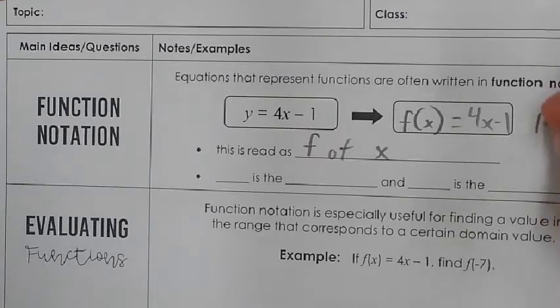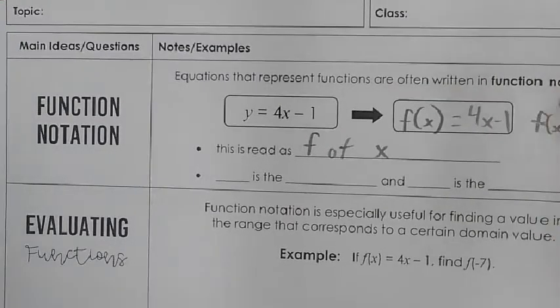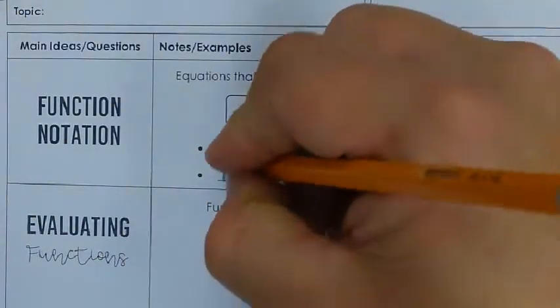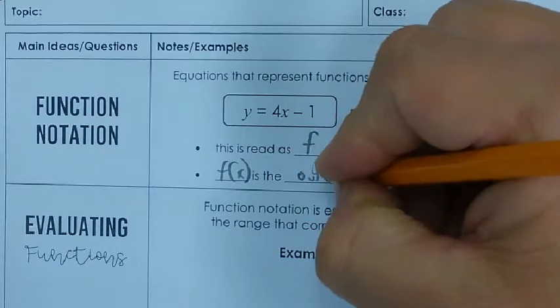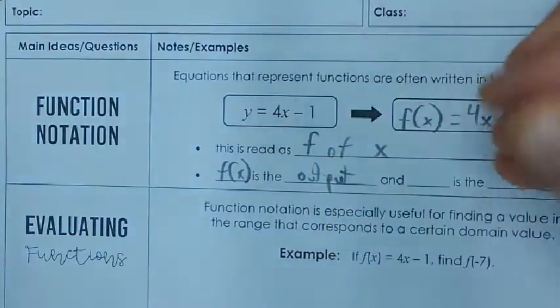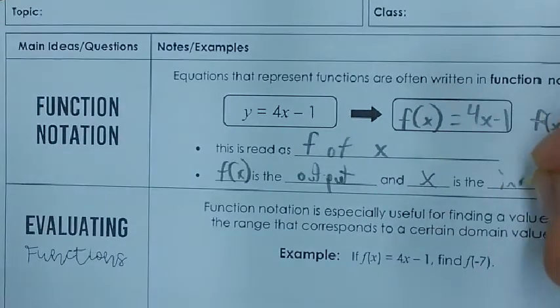So you may want to make a little note here. F of x equals your y. They are the same exact thing. So f of x is the output, which we talked about in the last lesson. The output is your y, and x is your input.